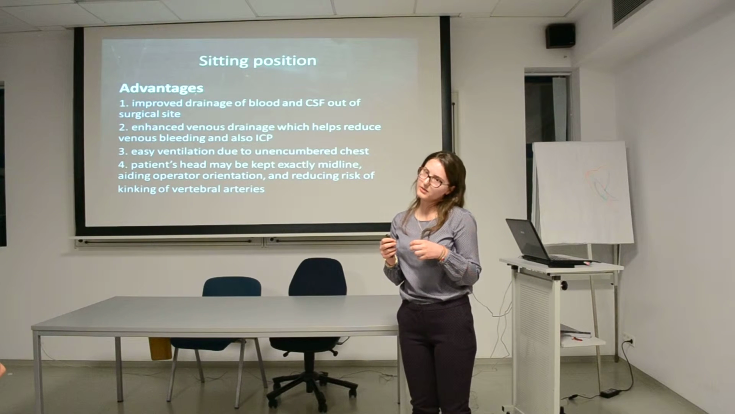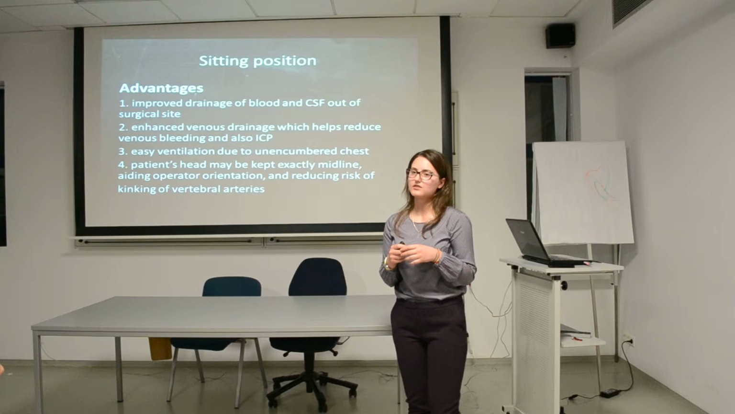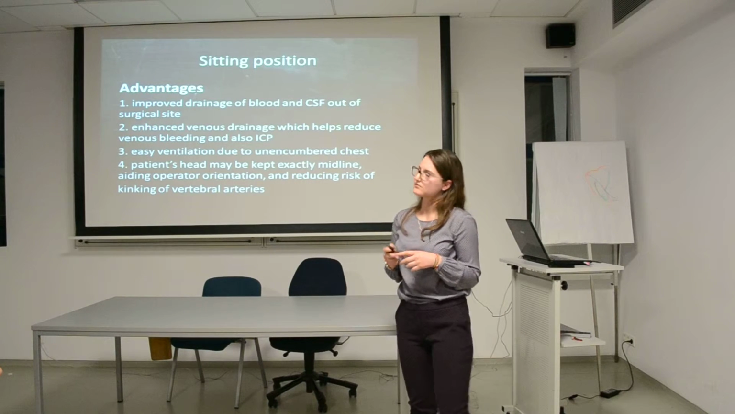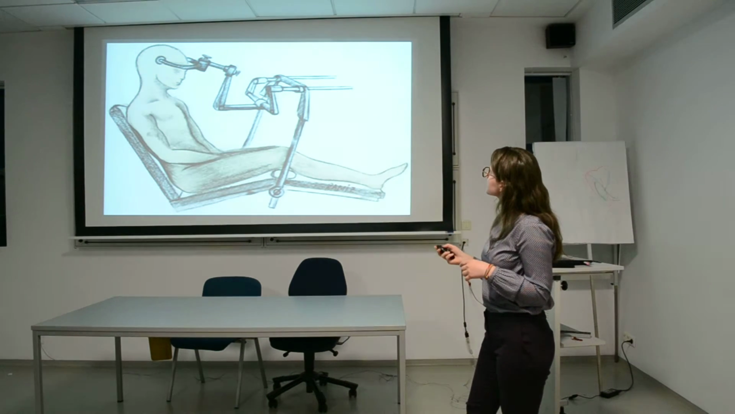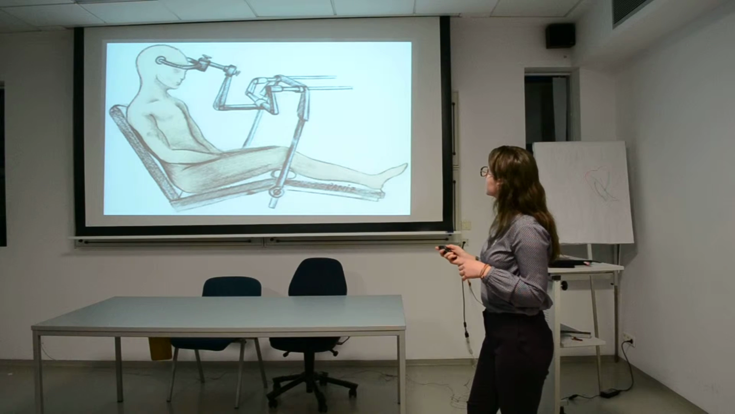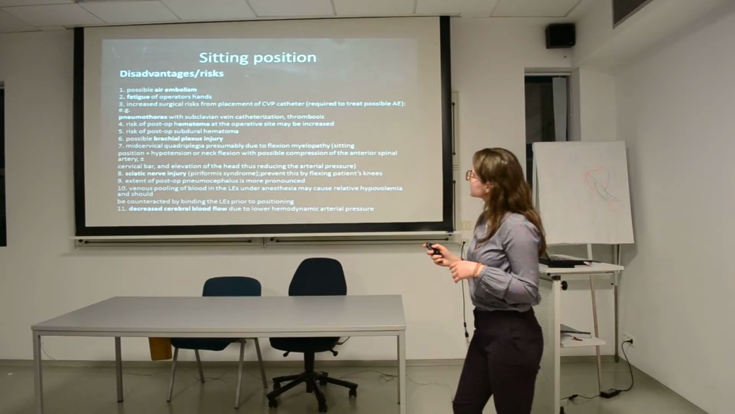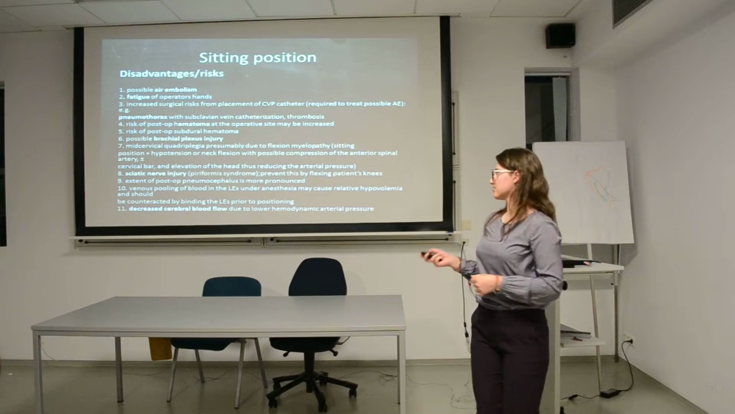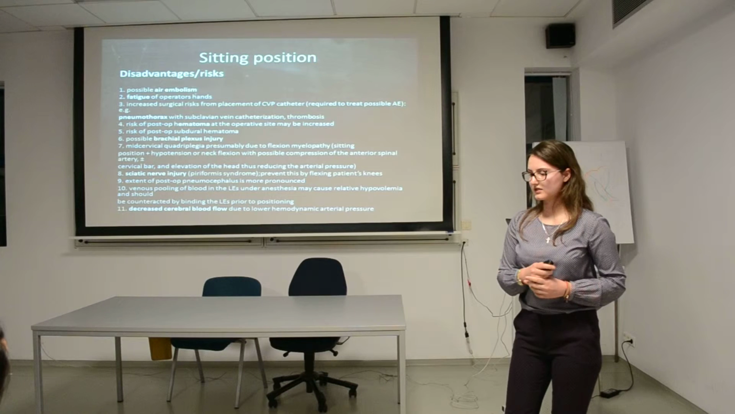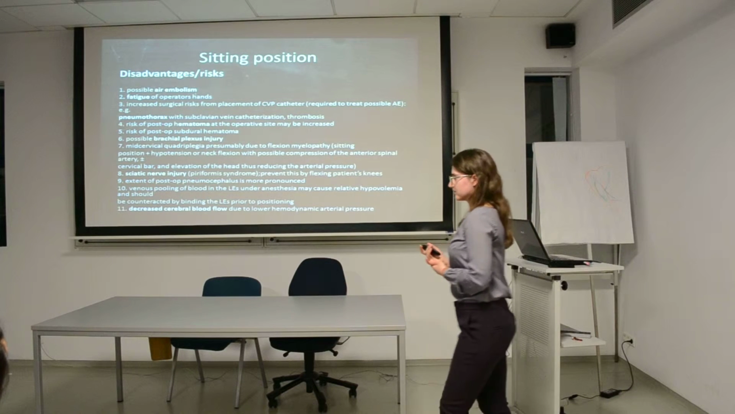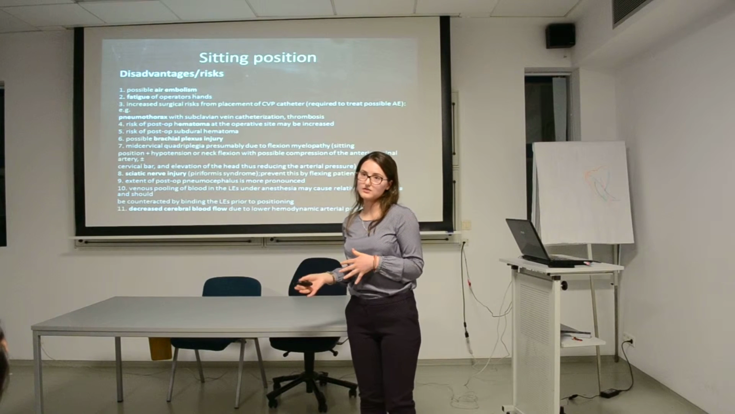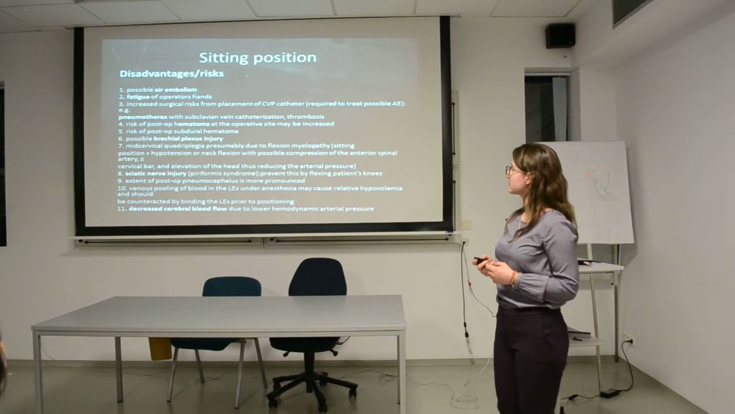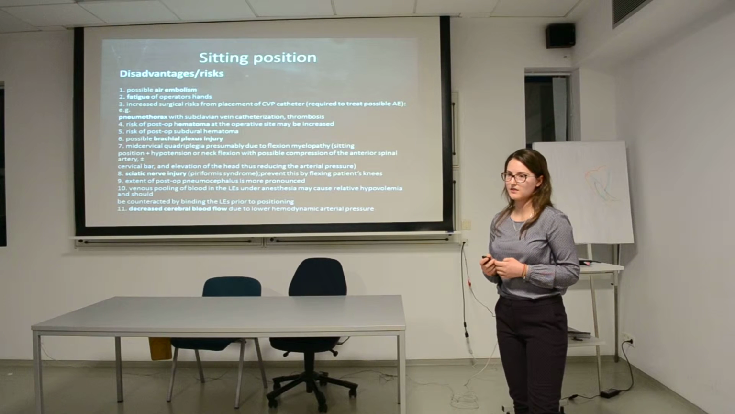So the patient's head will aid the orientation during surgery and will reduce the risk of kinking the vertebral arteries. When we position the patient in other ways, the vertebral arteries will have a more sinuous trajectory. So this is what it looks like. But it has some disadvantages, such as air embolism. This is the reason why there is a community of neurosurgeons which are against this position due to the risk of air embolism. Why is pneumocephalus bad?